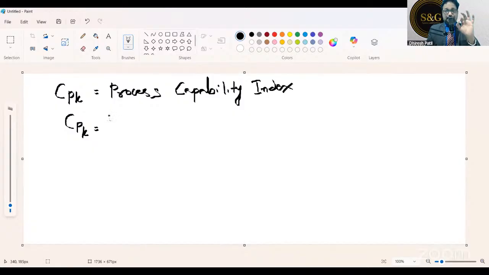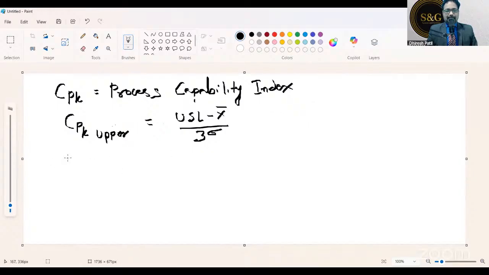So CPK is equal to, okay, so the CPK ka formula hai. There are two formulas basically we calculate, and we take whichever is the lower of the CPKs. So let me give you the formula and then I will explain it. We are calculating two CPKs here. One is called CPK upper. First we calculate CPK upper. The formula is this: USL minus X bar divided by 3 standard deviation.